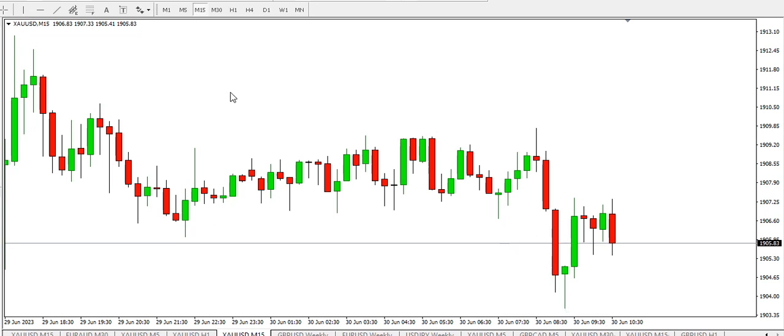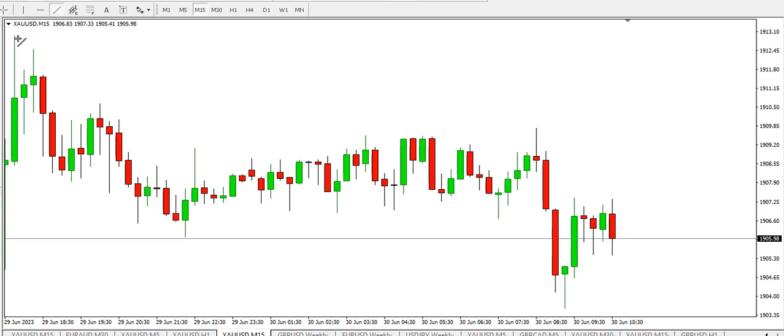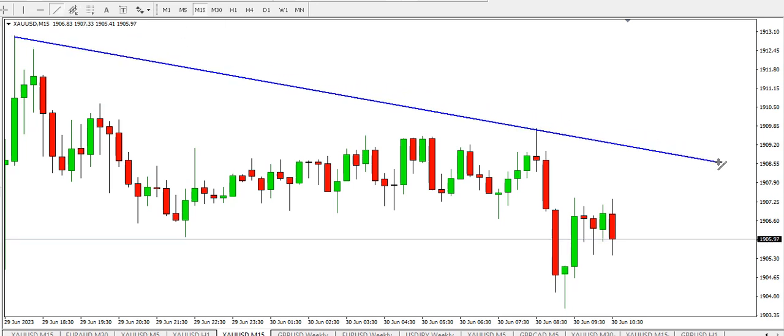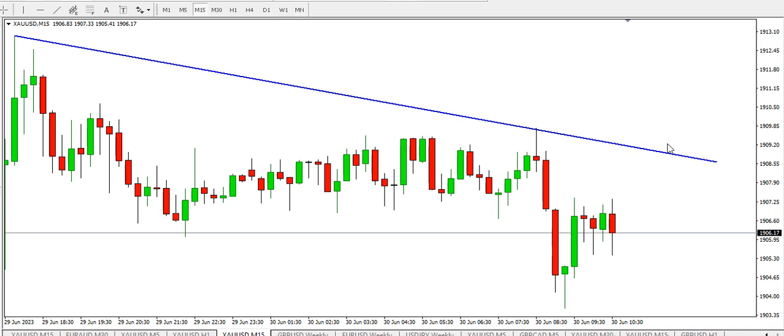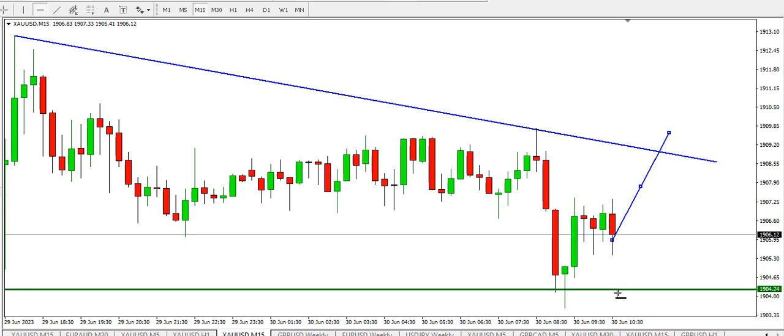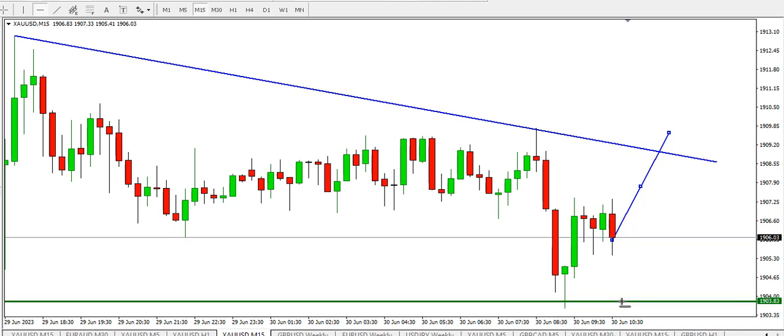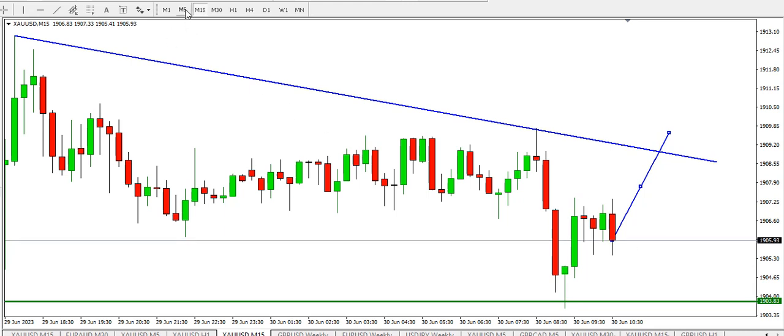Okay, but until we have this trend line break, it's a descending trend line, until we see a break above this trend line, we can't decide to buy. So we need a break, right? Price needs to break and close above this particular trend line for us to enter the buy trade. Else we might want to wait for price to break below this level for us to jump in on the sell.